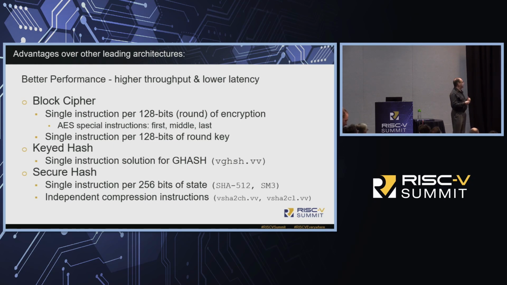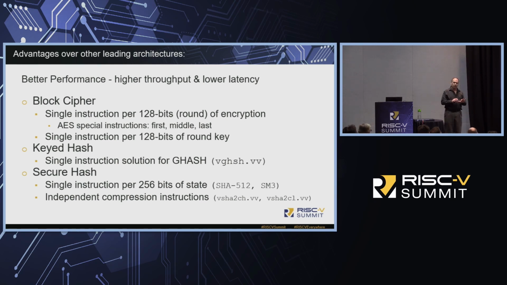For keyed hash, so this is the GHASH instruction, we have a single instruction that performs the whole round, I call it a round of the GHASH algorithm. So I'm not aware of any other architecture, certainly none of the leading architectures have this feature. So they perform GHASH through a series of carryless multiplies and exclusive ORs. So just having this instruction saves you maybe 10, 15 instructions. So it's a really nice one to have.